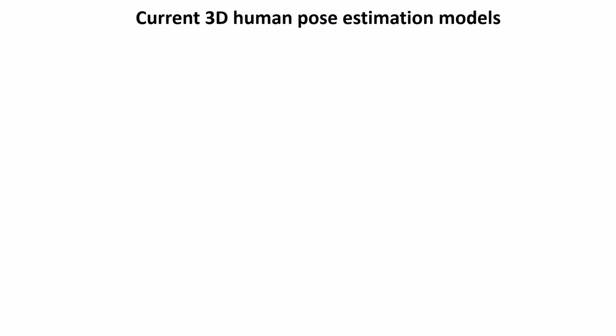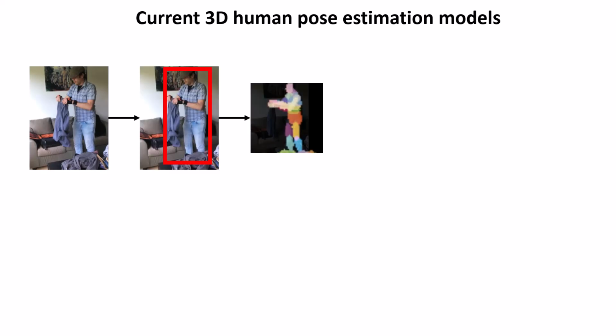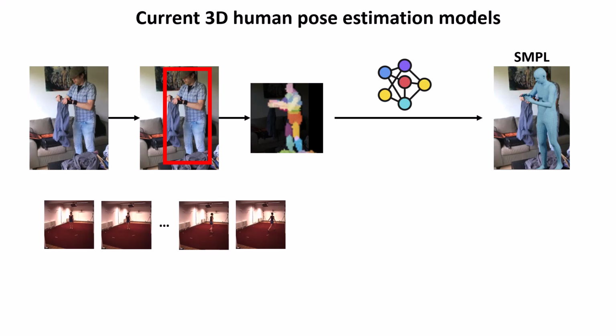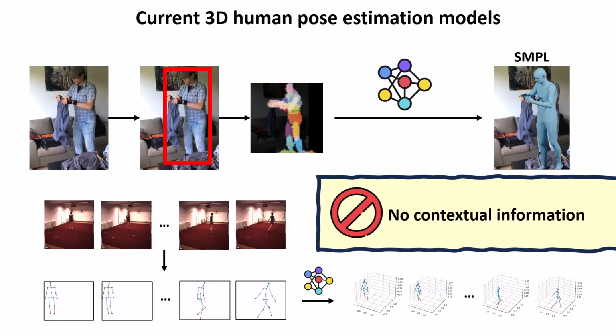On the other hand, when we look at current 3D human pose estimation models, some of them receive an input image, find the person, segment them, and then train a neural network to output 3D human pose parameters represented by this simple model. In another line of research, they receive input frames of a video, use an off-the-shelf 2D estimator to estimate the 2D locations, and then train a neural network to lift these 2D poses to 3D pose. But the issue with these models is that they have no contextual information, so they do not care about anything happening in the background.